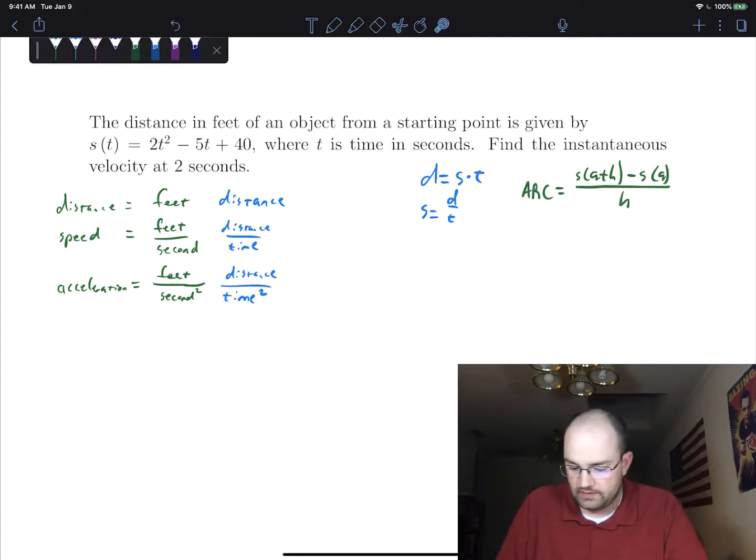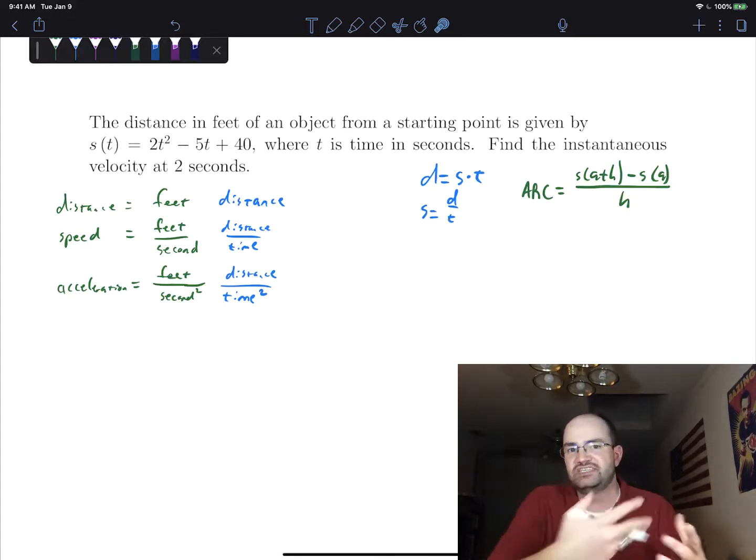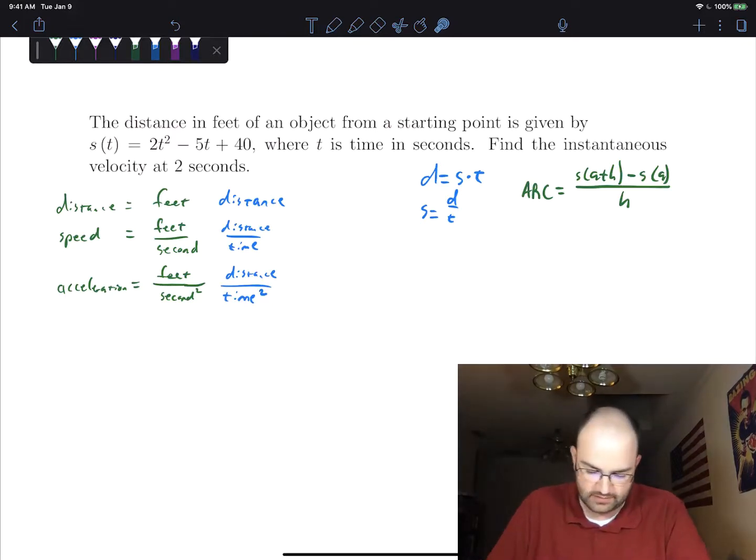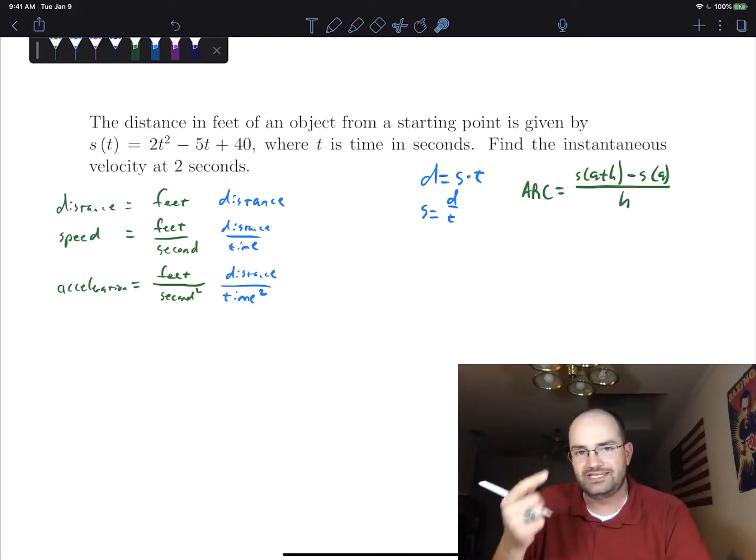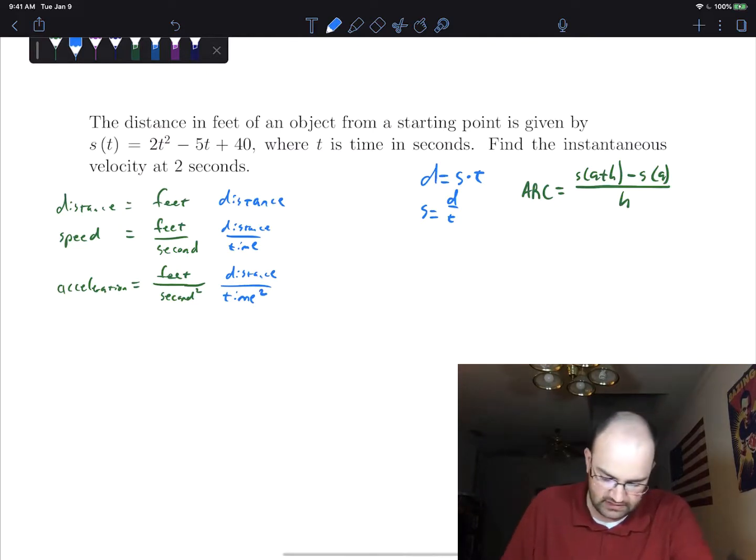Now, this right here is just telling me the change in the distance. It's how far it goes. That's what this distance here represents. And this h is how long that took. That's for the average rate of change. So that's actually the time there. That's what this h is representing. It's a change in time. Okay, so really, instead of having d over t, it should really look like this.